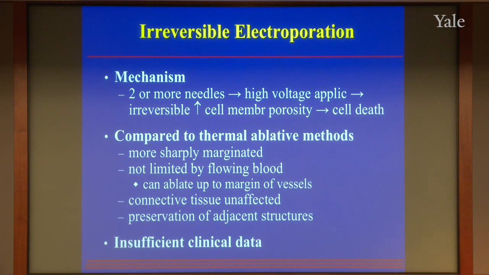Irreversible electroporation is probably one of the newer ablative methods on the block, and this involves placing 2 or more needles to create a high voltage application that creates an irreversible increase in cell membrane porosity and cell death. Compared to thermoablative methods, it has a more sharply marginated ablative lesion. It's not limited by flowing blood, so you can use it right up to the margin of vessels. Connective tissue is not affected, and it preserves adjacent structures, but there's insufficient clinical data in HCC at this time.